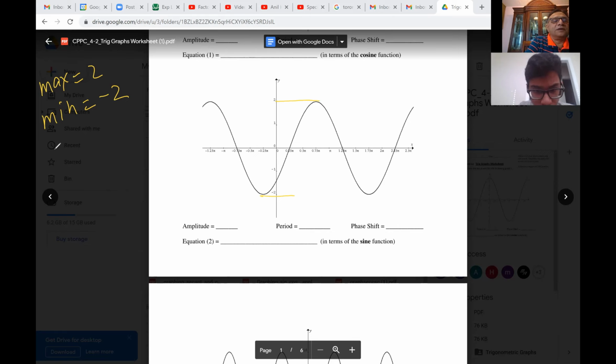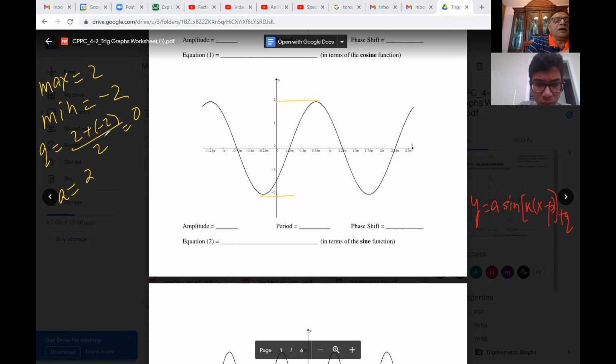So that gives us the average value. In general, we are going to write our equations in the form y equals a sine of k x minus p, plus q. Okay, phase shift plus q, correct? In this case, we can find the value of q, which is the average value. So 2 plus minus 2 over 2, which is equal to 0. The amplitude A is 2, add, subtract them, right? Which is 2 for us.